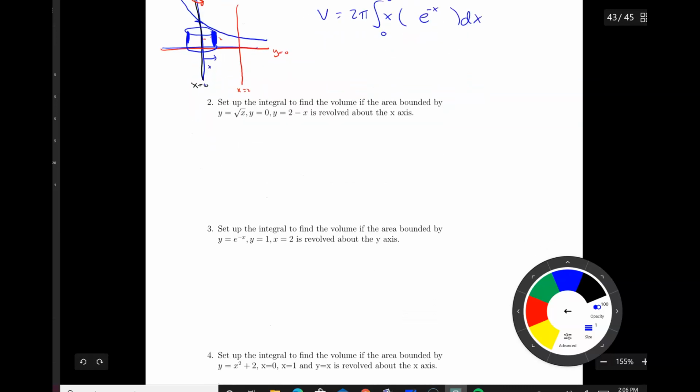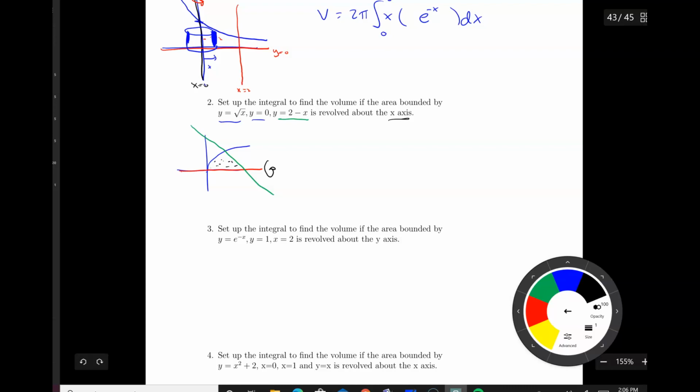All right. Let's look at this next one, y equals root x, then y equals 0. You know it's like this. And then y equals 2 minus x is this. Okay, so be careful that you look at the area that's contained between all three of the graphs. So that's this area here. Okay, so I'm revolving it about the x-axis.